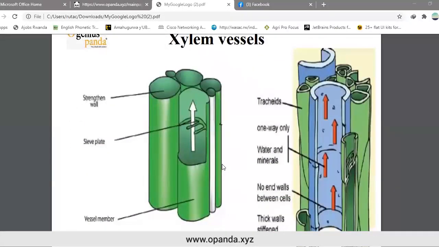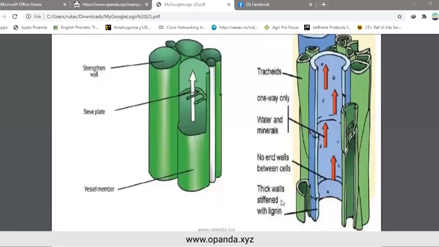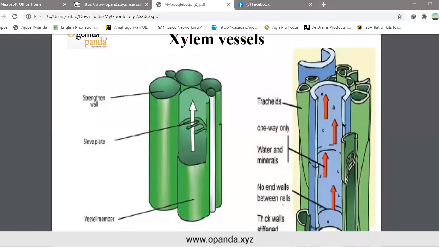Here we have the pictures of xylem vessels made of, here you see the strengthening wall, sieve plate, and the vessel member, tracheids, water and minerals. You find the arrows upwards, means that xylem vessels transport from down to up, from the soil upwards to the other parts of the plants through the roots.